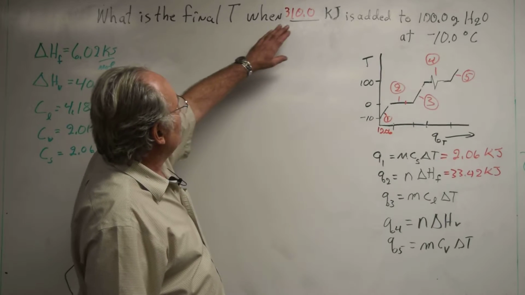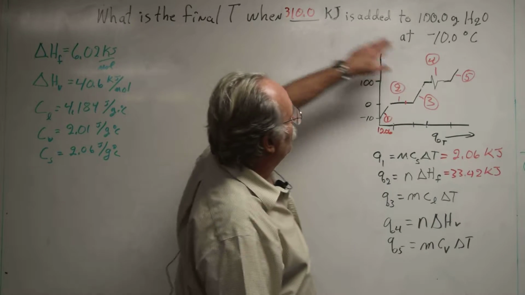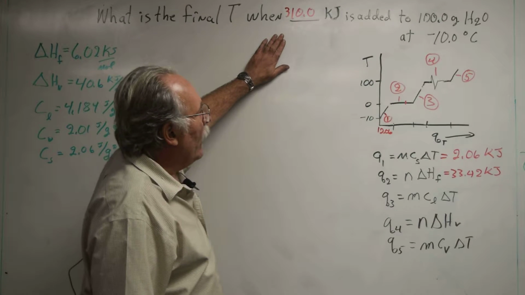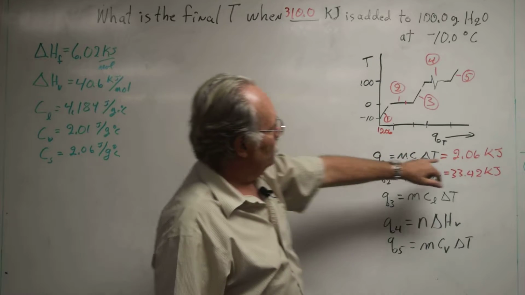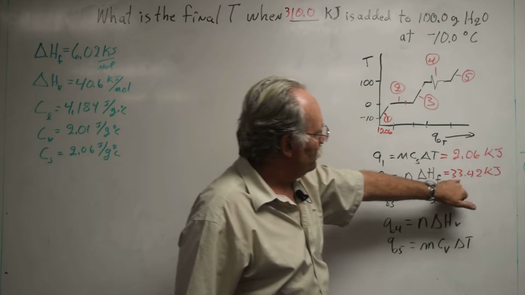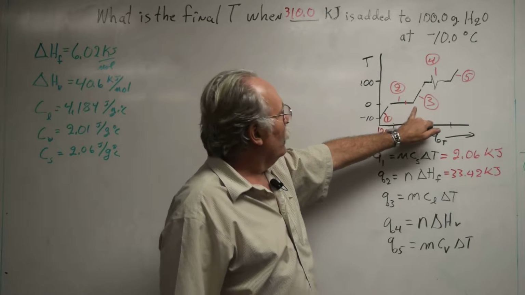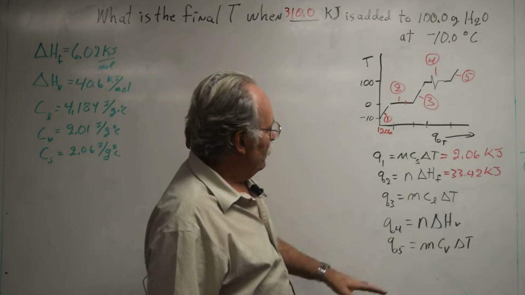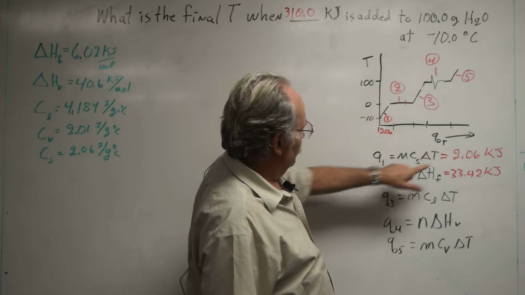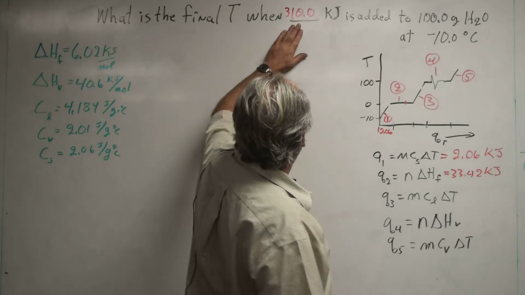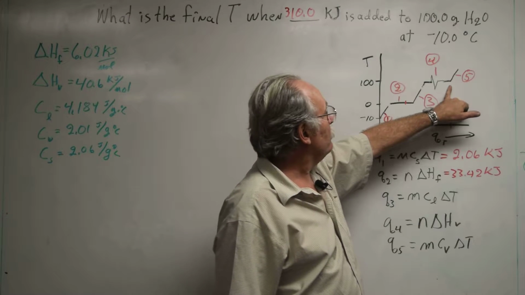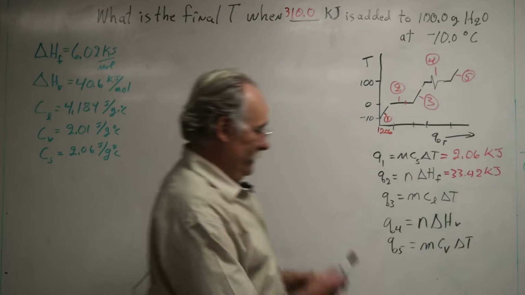Now we're going to look at adding 310 kilojoules to 100 grams of ice at minus 10 degrees Celsius. We're adding a lot of energy, and we already calculated that it took 2.06 kilojoules to bring it up to the melting point. It took 33.42 kilojoules to melt it. And now we need to figure out, are we in this region here? That is, when I add this plus this plus this, is it less than 310? Do I have enough energy to boil it? Or am I in the superheated steam region?